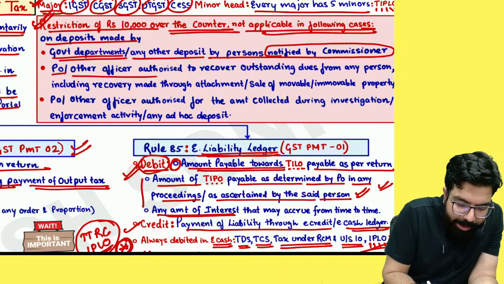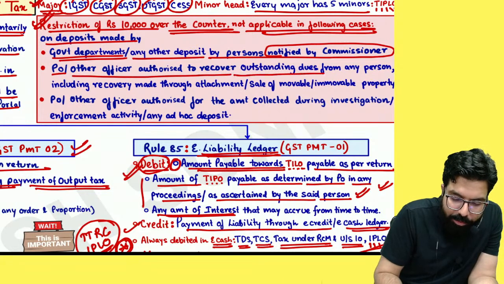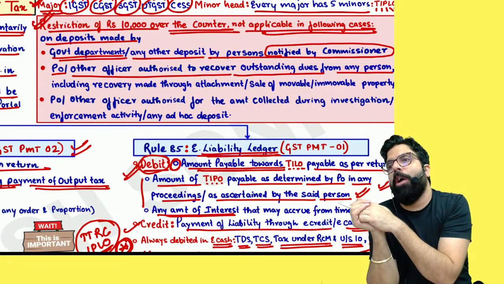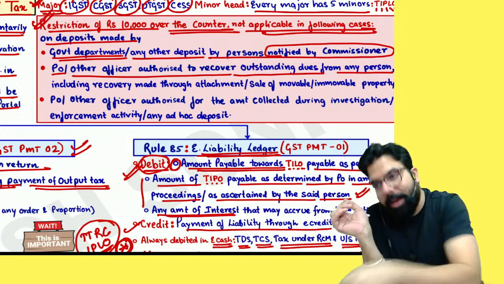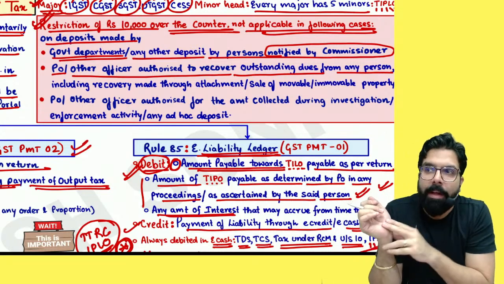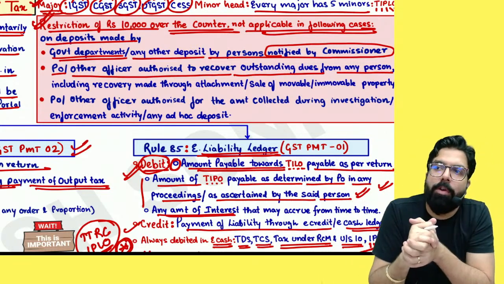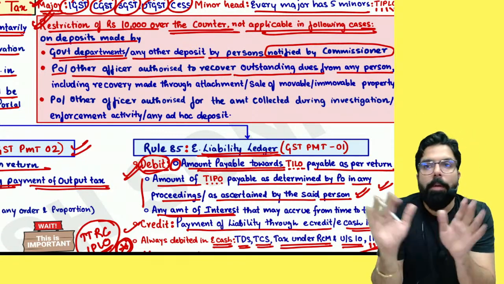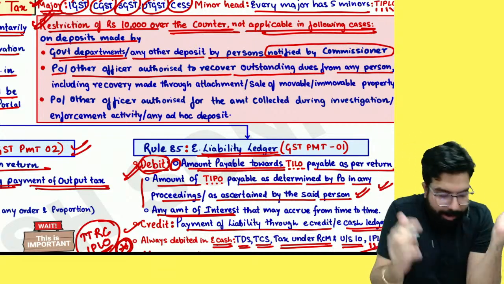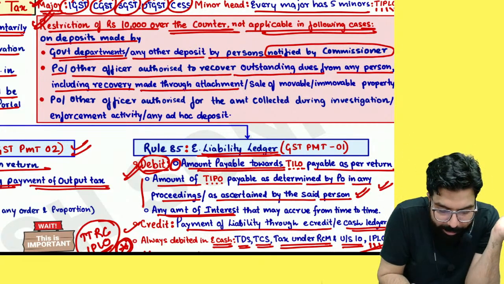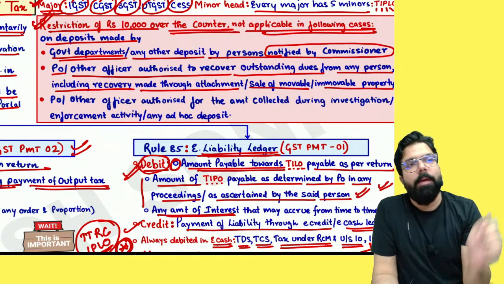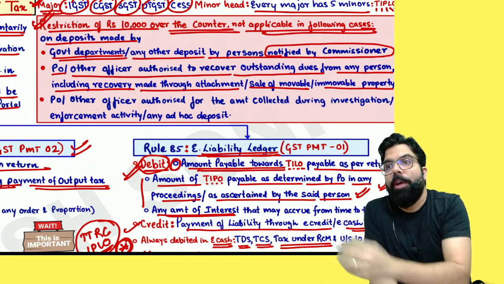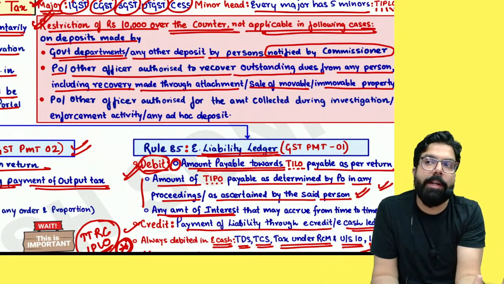Proper officer or any other officer authorized to recover outstanding dues from any person. For an example, Sharath had to pay 1 crore rupees to the government. Government came to his premises and recovered from him 1 crore rupees in cash. Can the government department deposit more than 10,000 in cash, or will the officer take it home? More than 10,000 can be deposited in cash, including recovery made through attachment or sale of movable and immovable property. Might be Sharath's movable property sold, car sold, property sold, and they recovered the amount. Can they deposit more than 10,000 in cash?